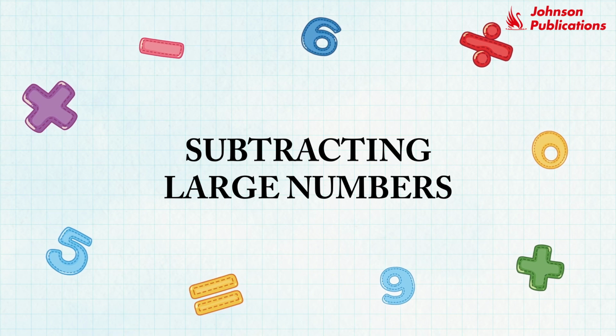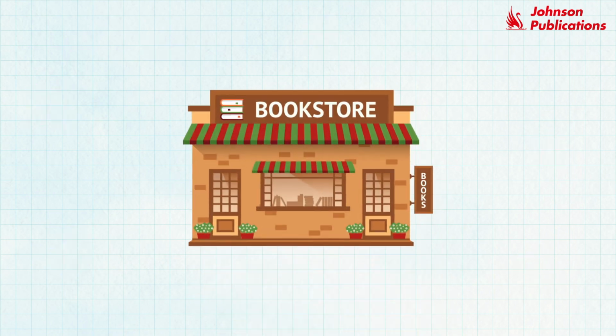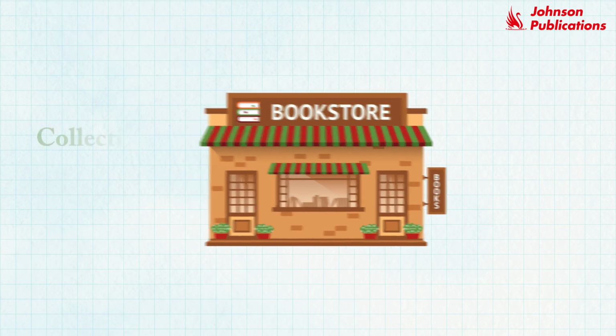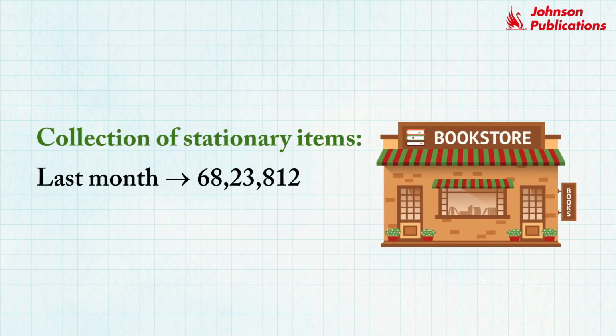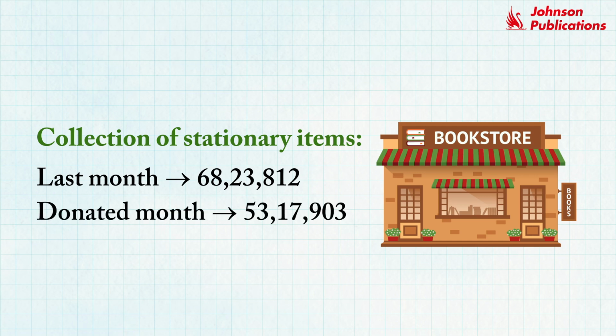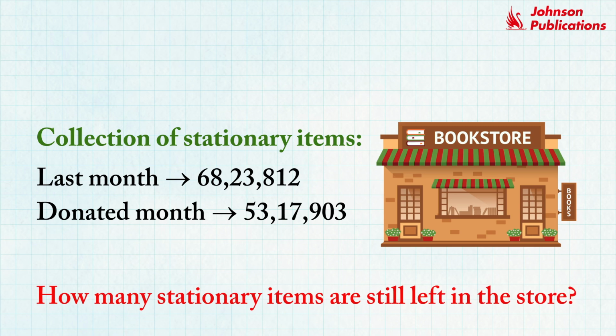Subtracting large numbers. Example 1. A bookstore had a collection of 68,23,812 stationery items last month. This month, they donated 53,17,903 stationery items to schools and community centers. How many stationery items are still left in the store?